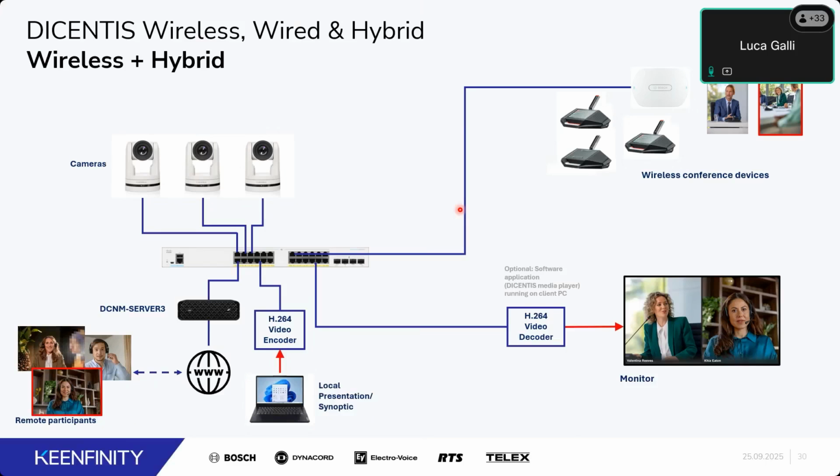If we go to the next step, from April 2025, you can also manage a wireless conference system together with a hybrid system. In this case, it is exactly the same as you do with wired. The only thing you need is to add a DCNM server 3 that takes care of the media gateway and the internet connection in order to manage the remote participant. So also this configuration is quite easy and straightforward. What do you need?